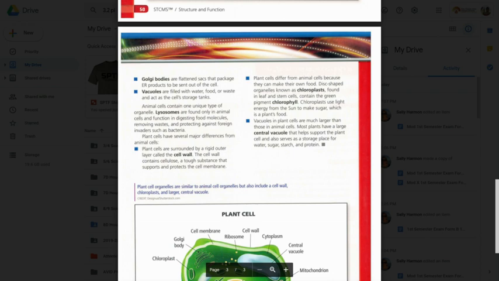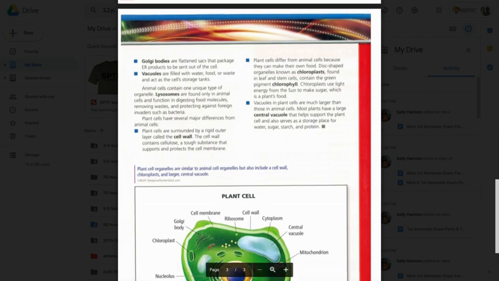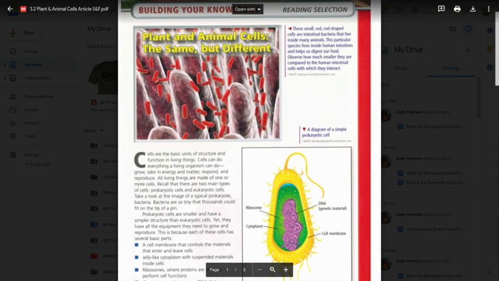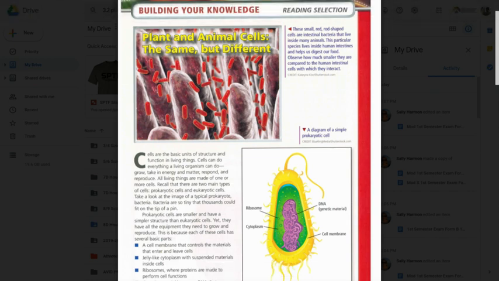Vacuoles in plant cells are much larger than those in animal cells. Most plant cells have a large central vacuole that helps support the plant cell and also serves as a storage place for water, sugar, starch, and protein. Once again, this was the article Plant and Animal Cells, the Same but Different from the unit Structure and Function.